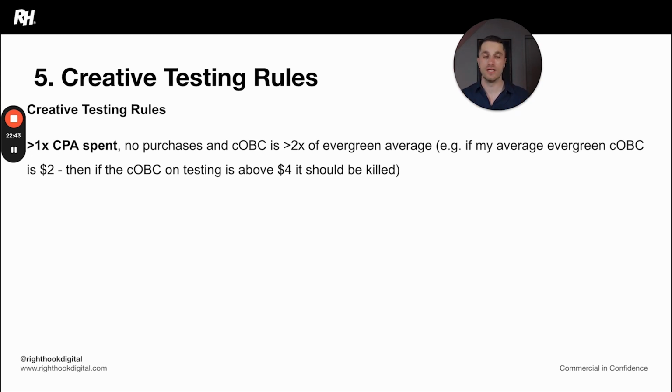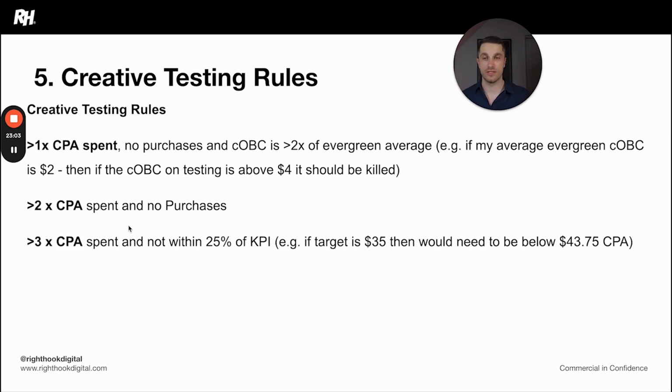Because sometimes you can get more incremental purchases over time as Facebook learns. If you have spent 2 times your target CPA, so again, let's say you sell a $100 product and your target CPA is, I want to acquire a customer for $30. Now, if you spent $60 without any purchases, that means you need to kill it. So if you spent over 2 times your CPA with no purchases, kill that creative test.